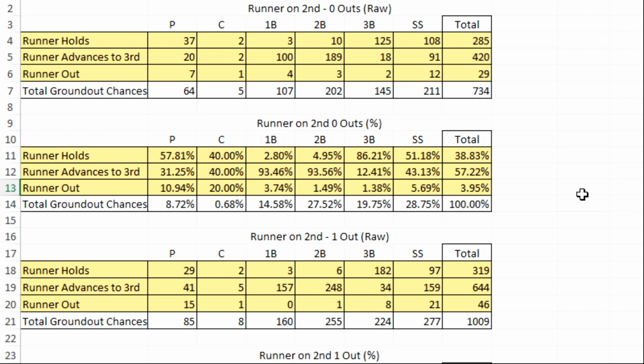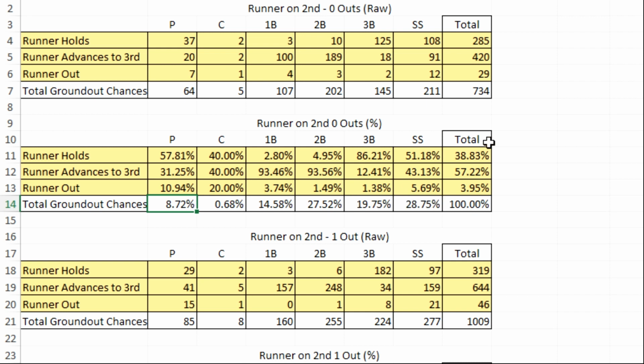So with all of that said, if we look at the no-out situations at the top of the graph, we can see there were 734 ground outs with a runner on second and no out. And we can see the breakdown by position. If we look at the percentages here, we can see the breakdown by position.